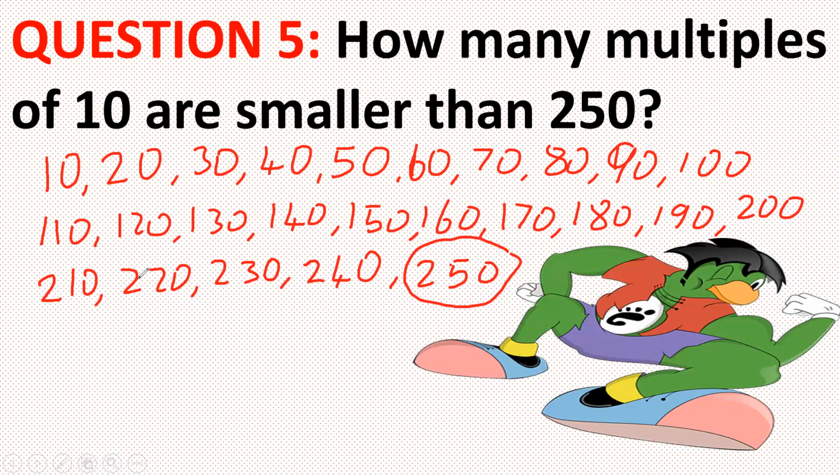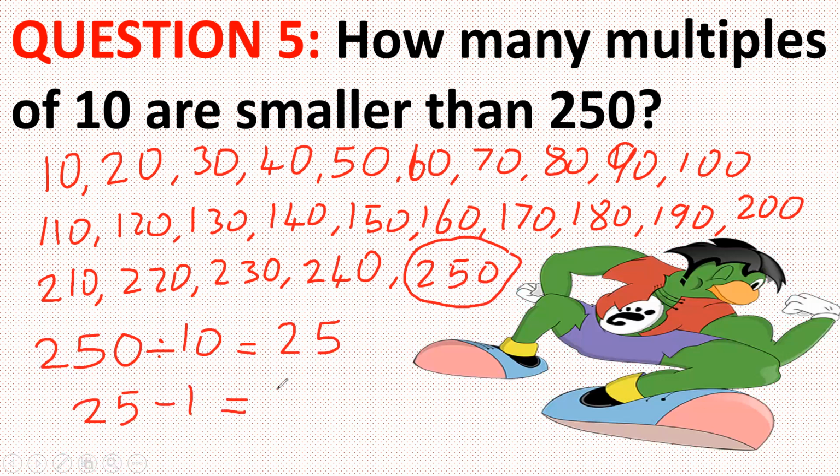Now the easy way, I will tell you. They are asking you smaller than 250, so 250 over 10, because we are looking for multiples of 10. What are you getting? 25. So is 25 our answer? No. You are going to say 25 minus 1, because you are removing 250. So you are getting 24. The answer is 24. You can even check: 1, 2, 3, 4, 5, 6, 7, 8, 9, 10, and then 11, 12, and when you count all, 20 and 21, 22, 23, 24.